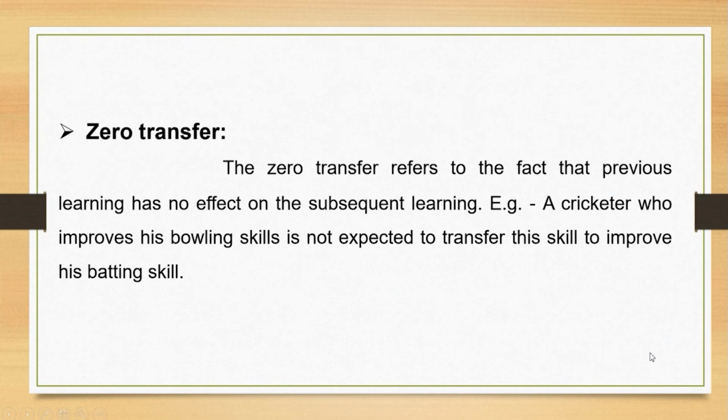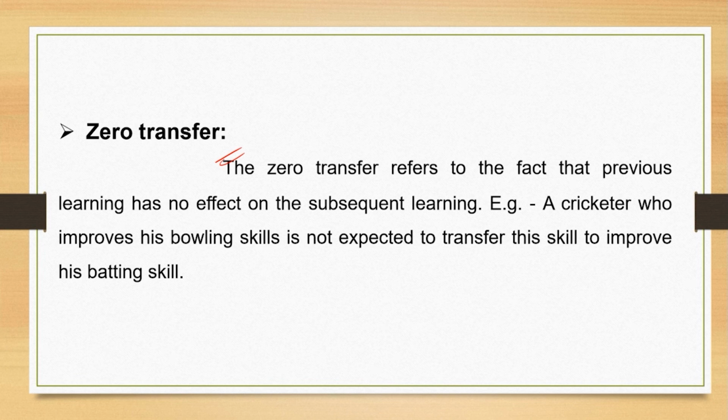Next, we have the last one, zero transfer. The zero transfer refers to the fact that previous learning has no effect on the subsequent learning. So this is that case of transfer of learning where there is no relation or impact between the previous knowledge and the new learning that you are taking. Example, a cricketer who improves his bowling skills is not expected to transfer this skill to improve his batting skill.